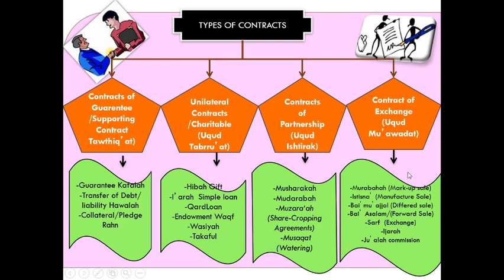And then the fourth classification of contracts is the exchange contracts. Under these exchange contracts, we can see many contracts. The first one is murabaha, which is the markup sale. Secondly is istisna, the manufacture sale. And then bai muajjal, which is deferred sale, and then bai salam, or forward sale. And then bai sarf, which is the foreign exchange contract. And then ijara, and also ju'ala, or the fee-based contract. So these are the types of contracts that fall under each classification of contracts.